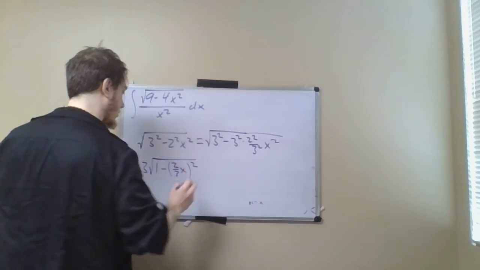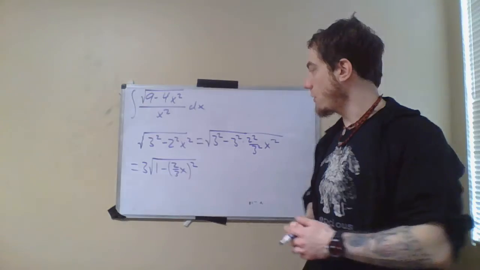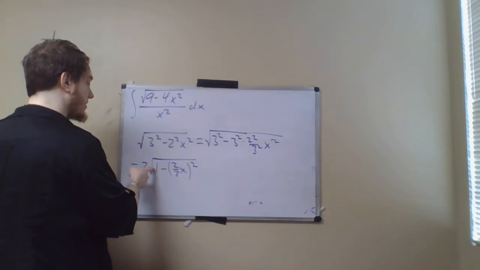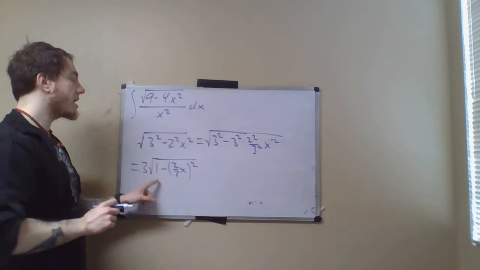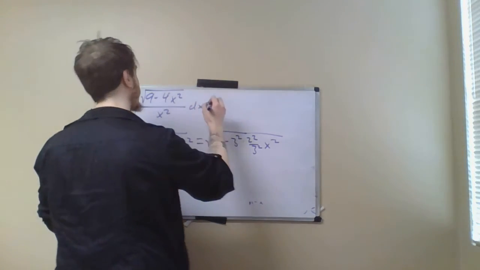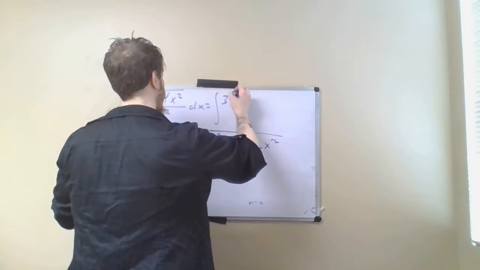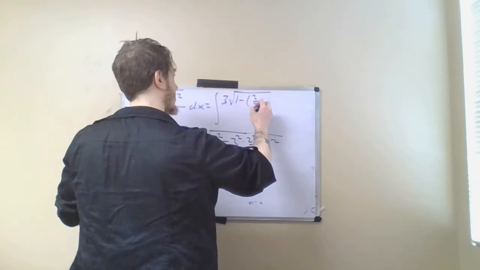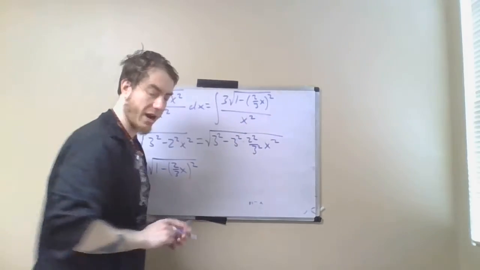2/3 x squared. Now, this is not exactly the same as what we had, or if I wanted to, I could even write this differently. I could leave the 3 squared inside the square root. Anyway, this is not exactly what we had, but let's rewrite the integral in these terms. So we have 3 times the square root of 1 minus 2/3 x squared, all divided by x squared.